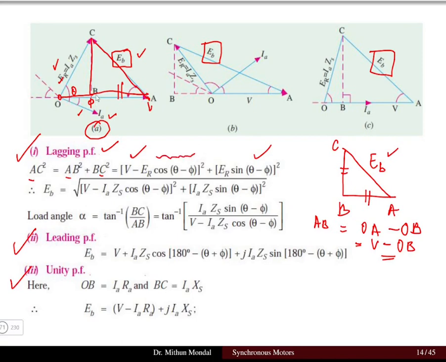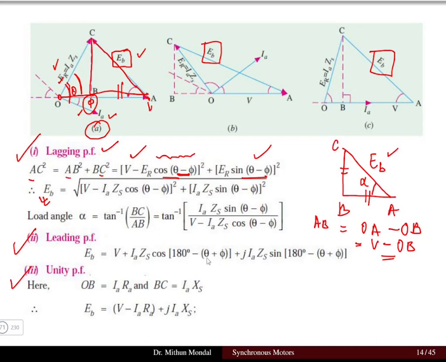Here we have the angle phi between the voltage and the current, and theta is the angle between the resultant EMF and the current. So the value of theta minus phi will be the actual angle between the voltage and the resultant EMF. We can resolve that angle into ER cos of theta minus phi and ER sin of theta minus phi. In this way we can obtain the value of the back EMF EB, and also the value of the load angle alpha.